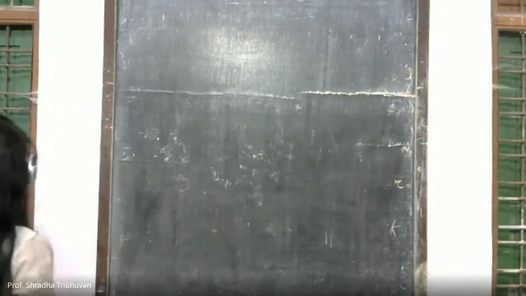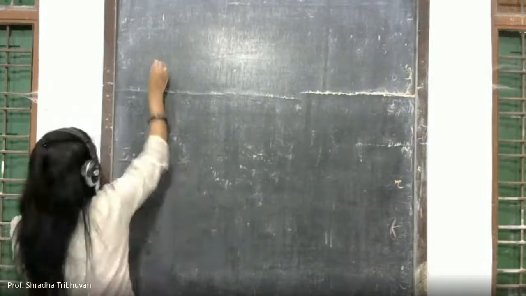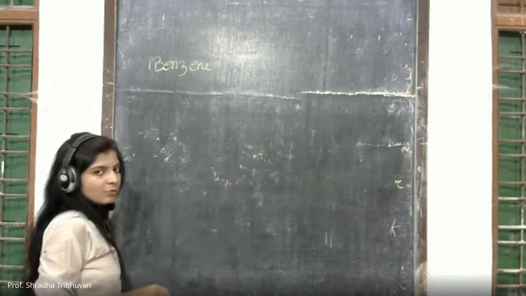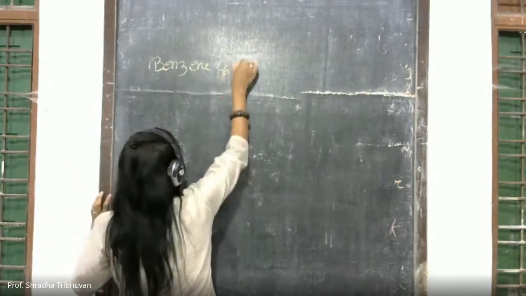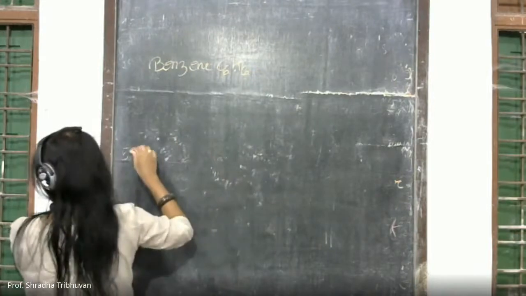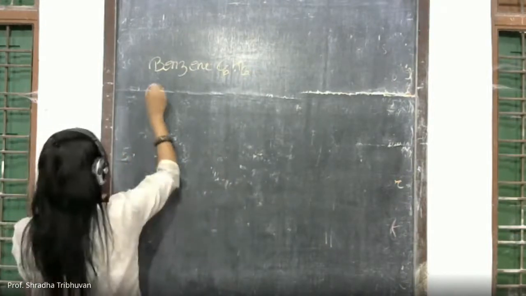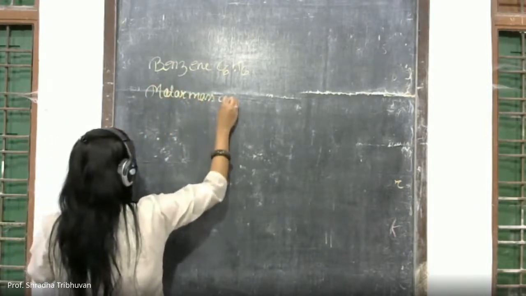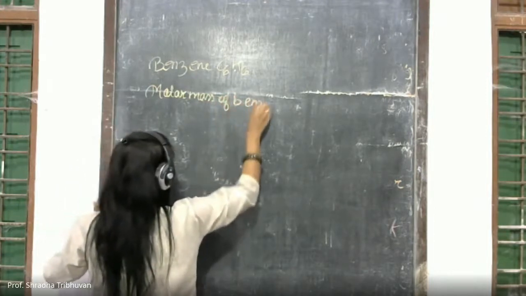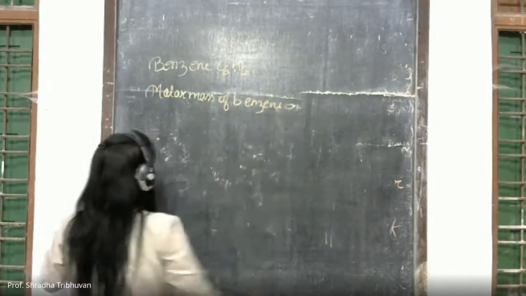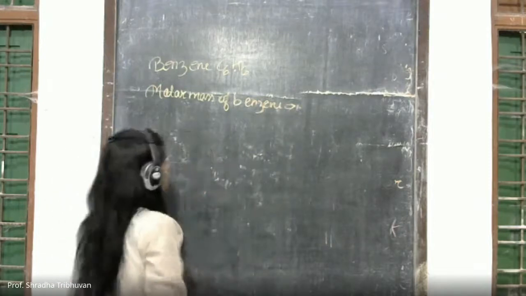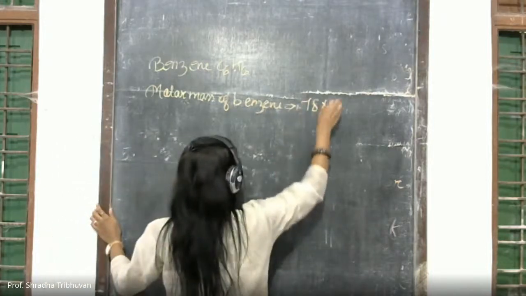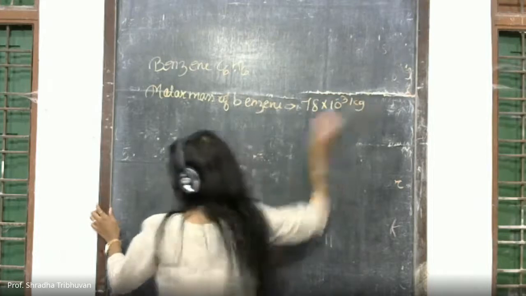Now let's go. First thing you should know about benzene. I hope you all know the structure of benzene and the molecular formula, that is C6H6. So the molar mass of benzene will be 78 into 10 raised to minus 3 kg.